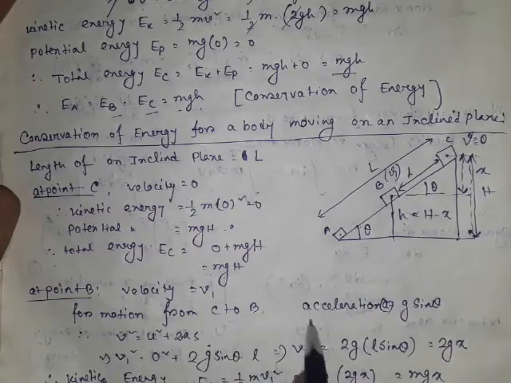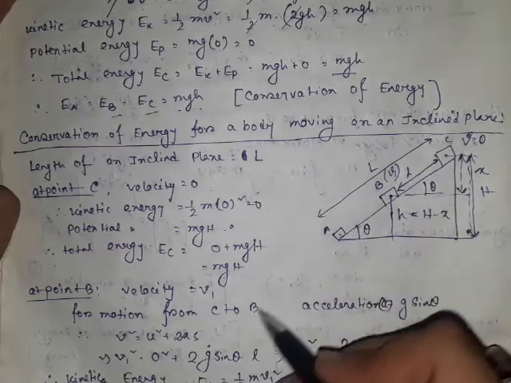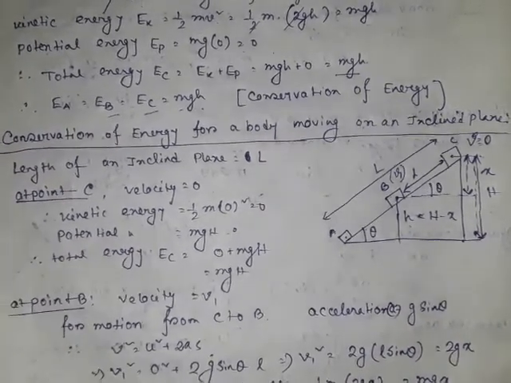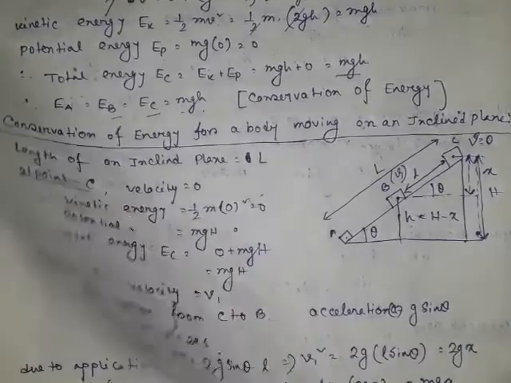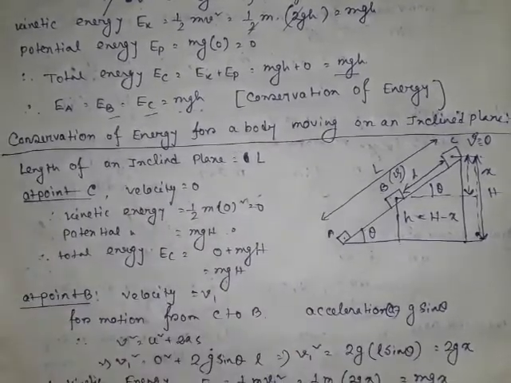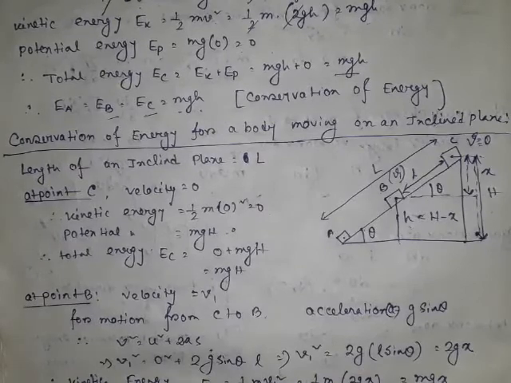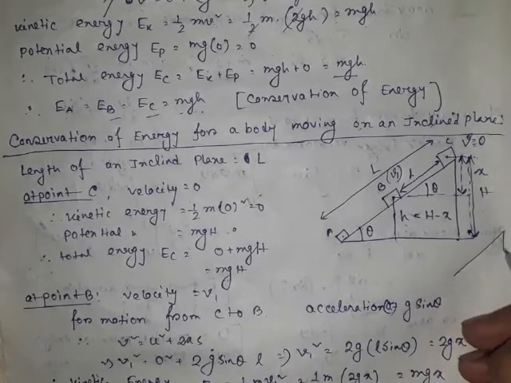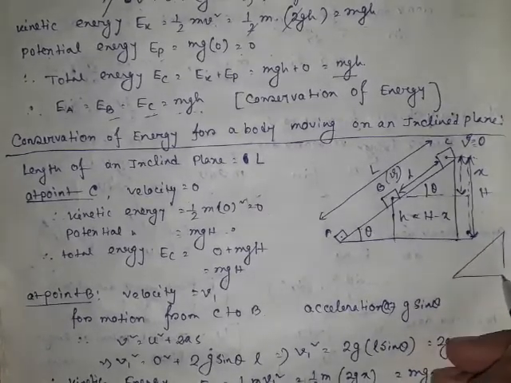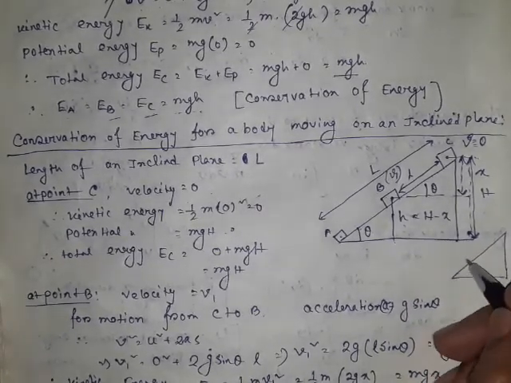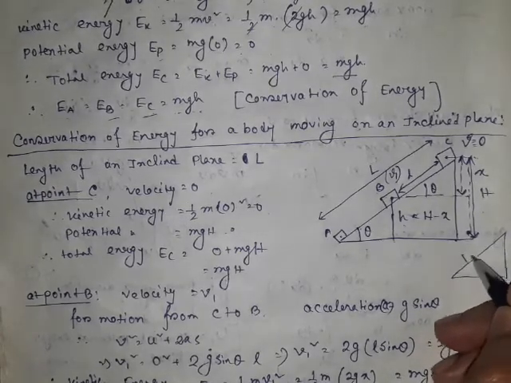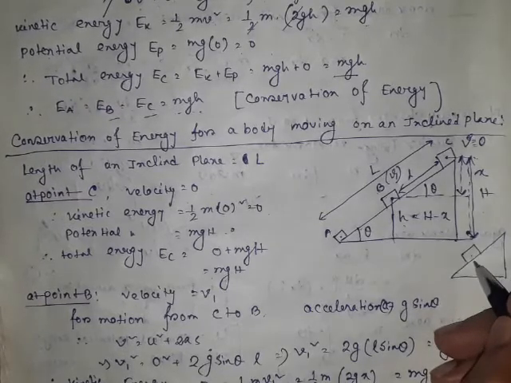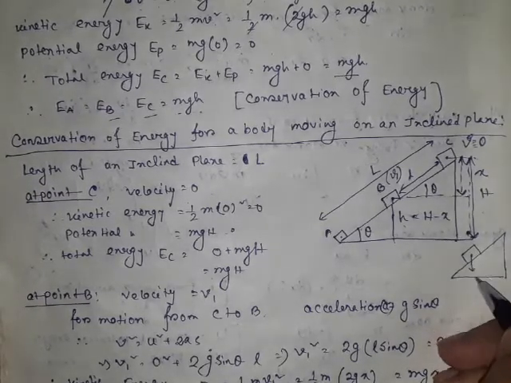So for the motion C to B, acceleration on an inclined plane is g sin theta. Okay, and it can be shown, and I think it was shown in our discussion on the laws of motion. But if you don't go through the notes of laws of motion, or if you don't watch the lecture on laws of motion, then I just show this here.